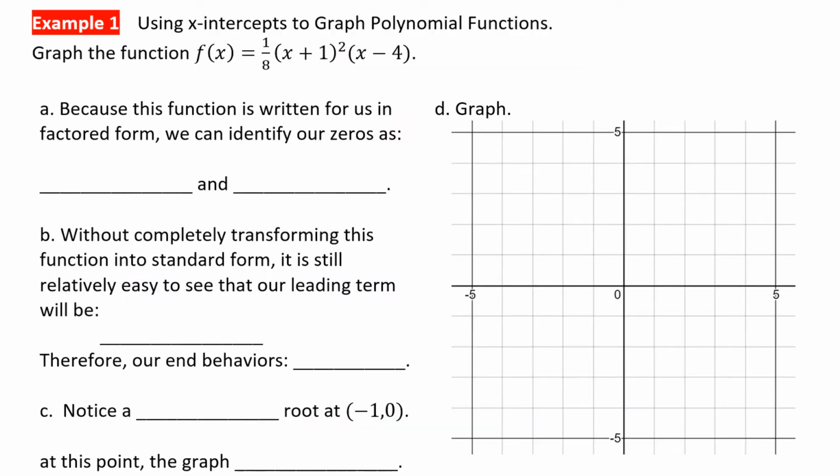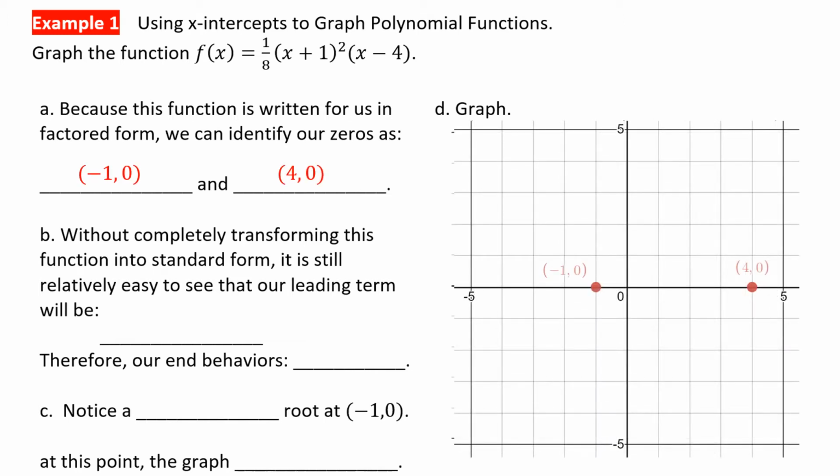Example 1 asks us to use x-intercepts to graph polynomial functions. So we're asked to graph the function f of x equals 1/8 times (x plus 1) squared times (x minus 4). Because this is written in factored form, we can quickly identify where the zeros are located. Remember, the zeros are closely associated with the factors. So x plus 1 is going to lead us to (-1, 0), and x minus 4 to (4, 0). So we can plot those points on our graph.